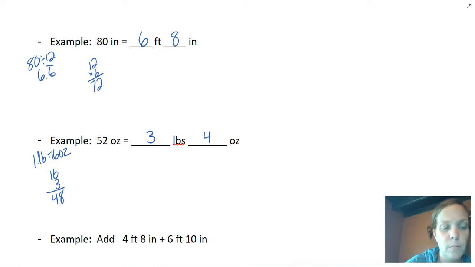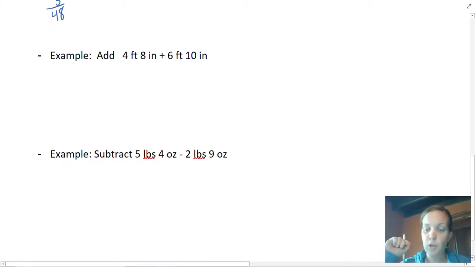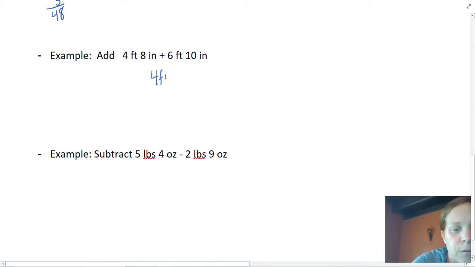So now, the last two problems are these mixed measurements where we might have to add or subtract. So for the feet and inch one, we're going to add. Let's start with that. I'm going to line this up first. 4 feet, 8 inches, and right underneath this, I'm going to put 6 feet, 10 inches. So that it lines up vertically, and I could do 8 plus 10 is 18 inches. 4 plus 6 is 10 feet.